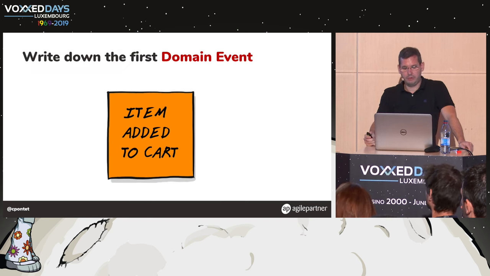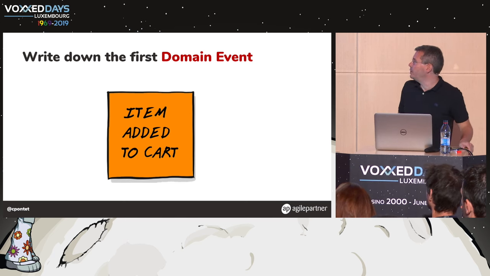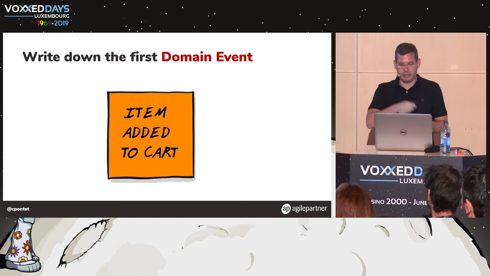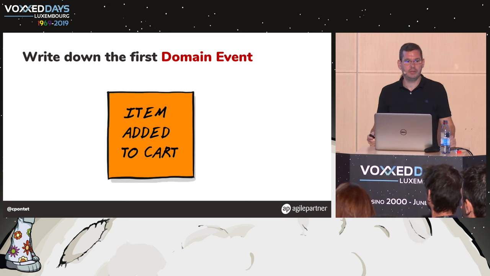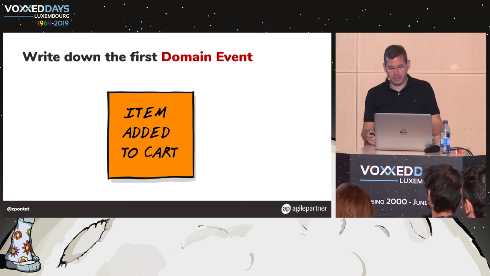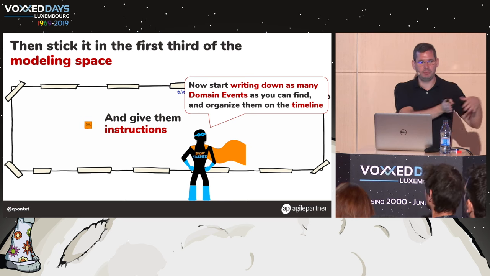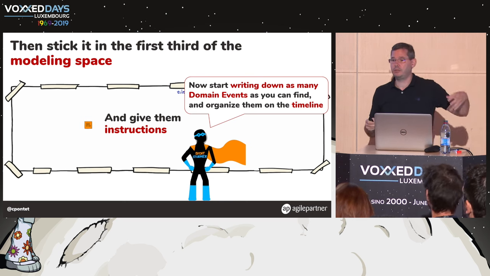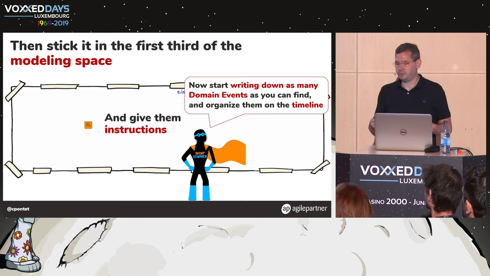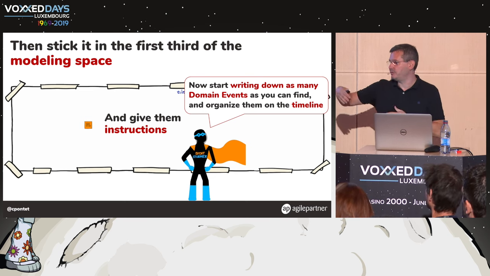You write down the first domain event. In this case, an item has been added to a cart, so item added to cart is your first domain event. It's the easy one. And you stick it on your modeling space. Around one third of the modeling space is a good idea. Why? Because you want to leave space before, so that in case something should happen before, you have space. And you want to give space after, so the idea is to really explore.